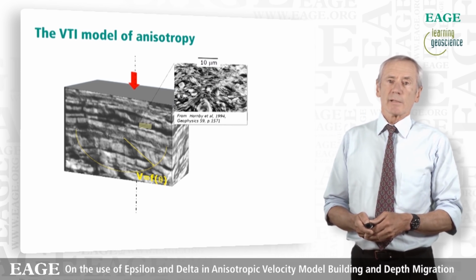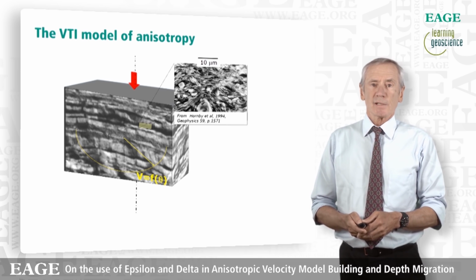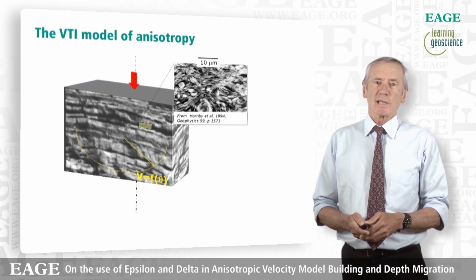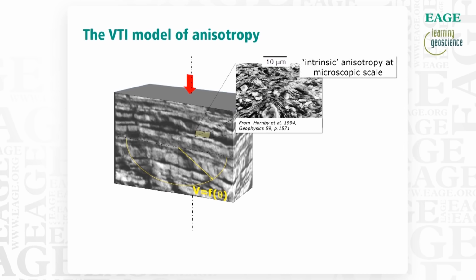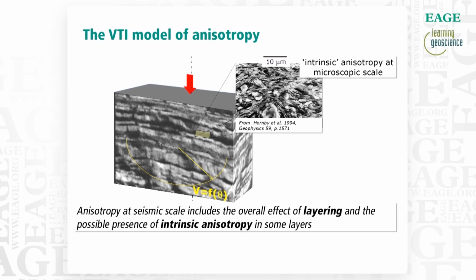Some people say, well, anisotropy comes mainly from shales. Of course, shales are highly anisotropic. We call them intrinsically anisotropic because they are at a totally different scale than seismic scale. But basically what I'm saying here is that anisotropy at seismic scale includes the overall effect of layering and the possible presence of intrinsic anisotropy in some layers.